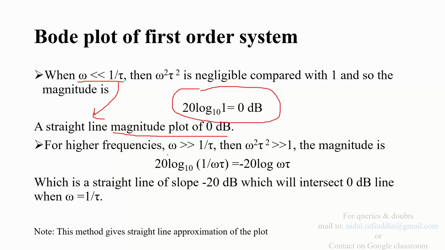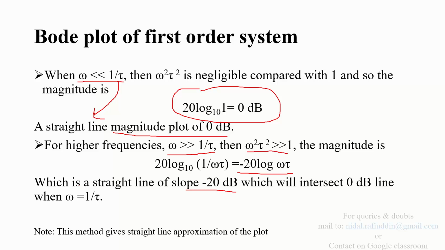But when you assume omega much greater than 1 upon tau, in that case, if you look into this expression, so we talked about drawing the curves or drawing the lines on Bode plot on the semi-log paper and identifying what slope it will exhibit. So if you look into this expression, the slope of the line is minus 20 dB per decade, and the slope with minus 20 dB holds for omega much greater than 1 upon tau, and this will be in fact intersecting 0 dB line at omega equal to 1 upon tau.